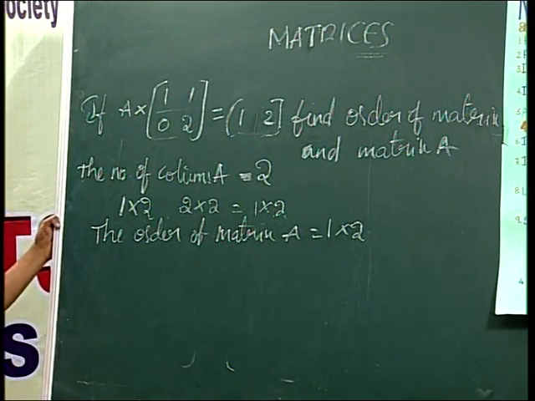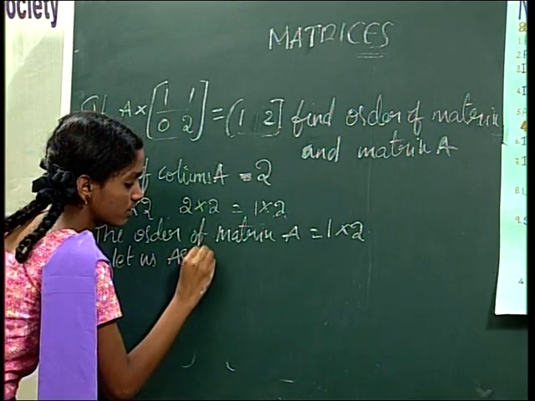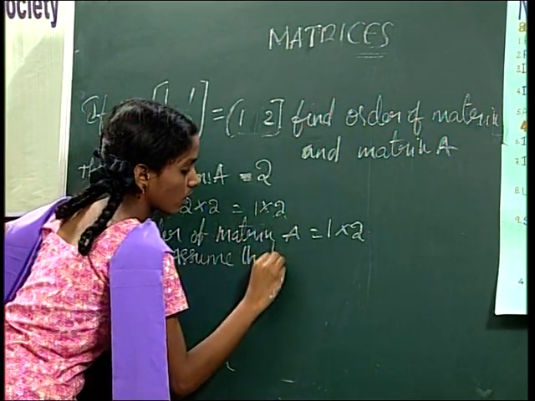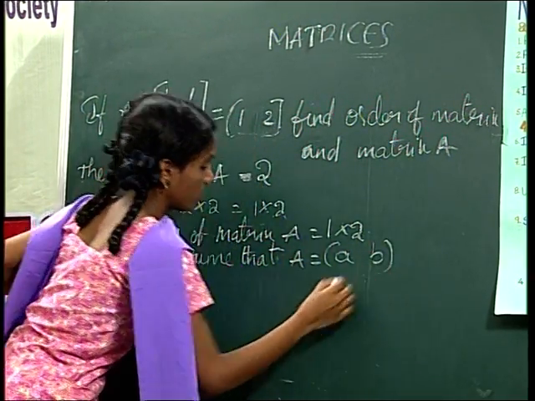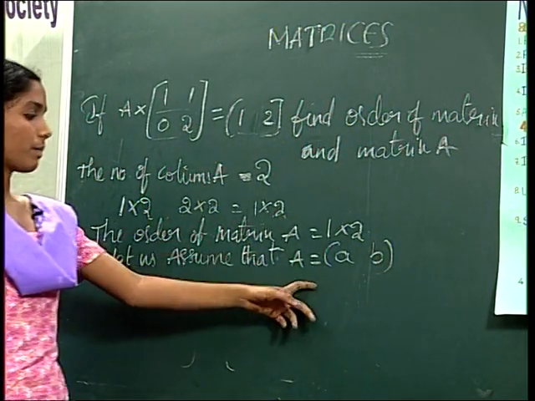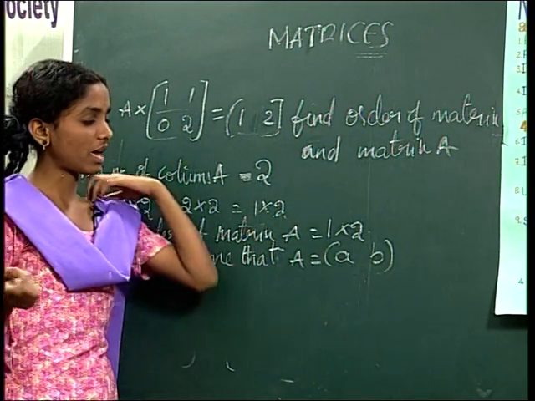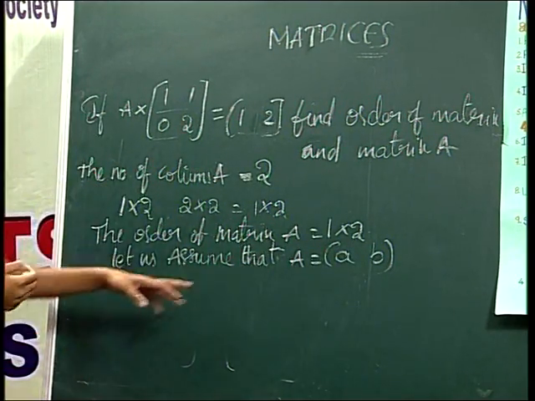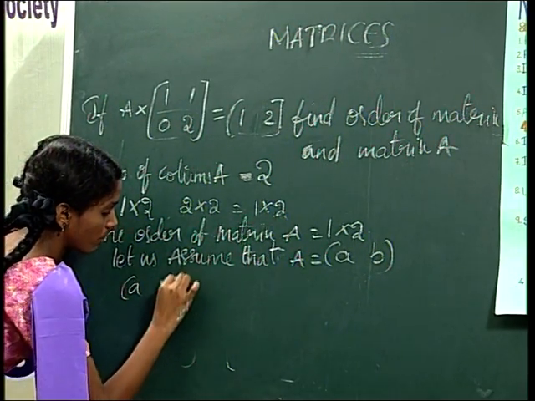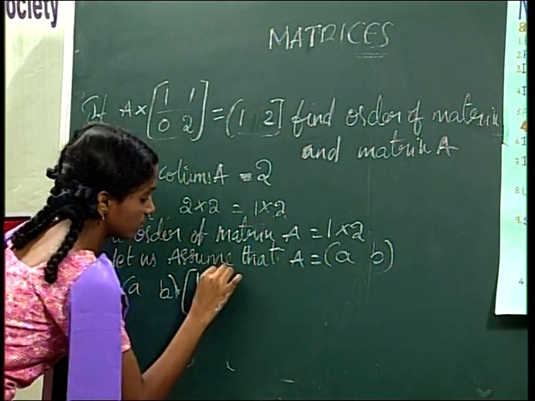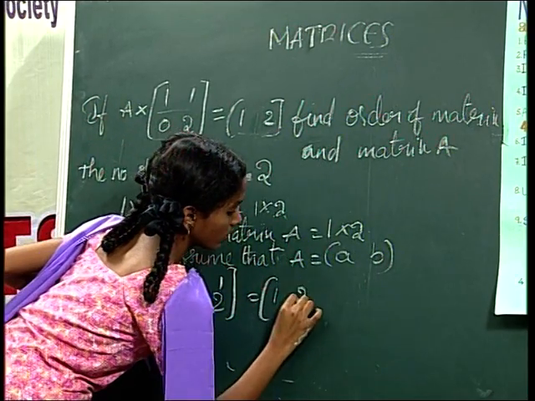Let us assume that A equals AB, taking some numbers a and b. Next you have to multiply A into this matrix. What is A here? AB into 1, 1, 0, 2 equals 1, 2.